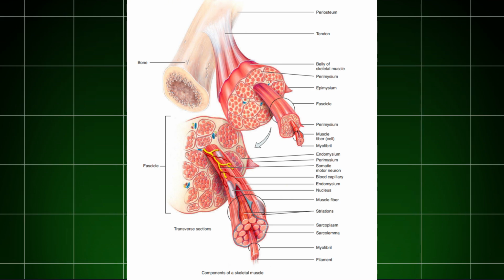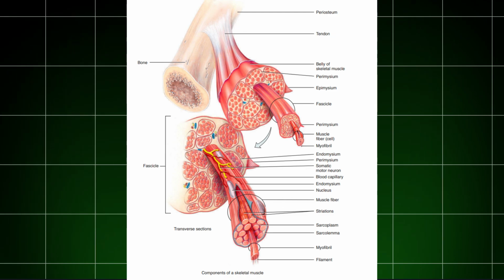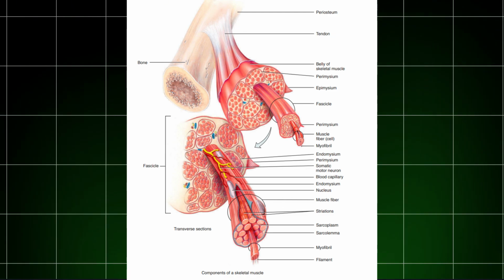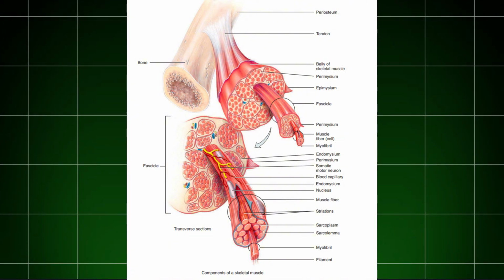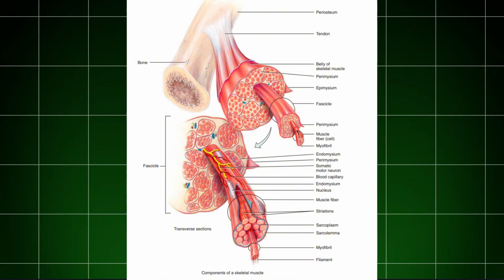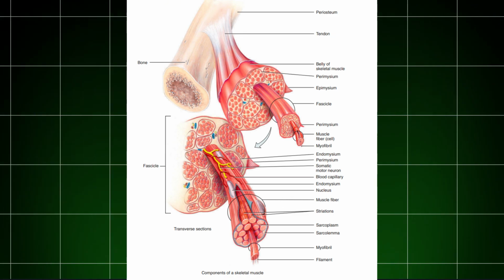Muscle fibers. The star of our journey is the muscle fiber itself. These fibers range in diameter from 10 to 100 micrometers. That's a tiny fraction of a millimeter. Some muscle fibers can be as long as 30 centimeters, 12 inches. That's about the length of a school ruler.